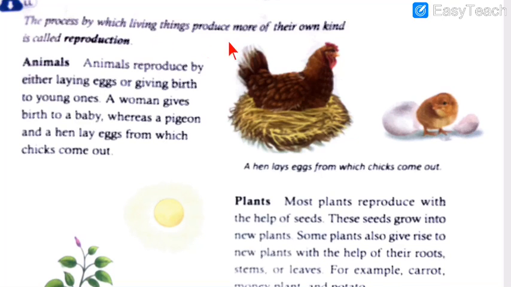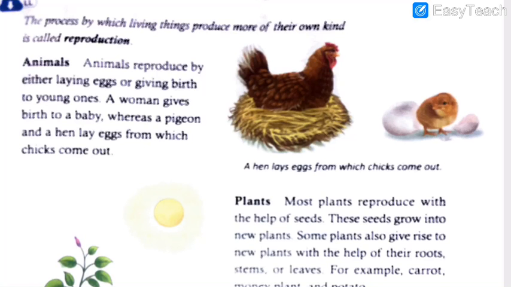The process by which living things produce more of their own kind is called reproduction. Like a dog gives birth to puppies, which grow and become dogs. Similarly, an elephant gives birth to an elephant. A lion gives birth to a cub, which grows and becomes a lion. Human beings give birth to human beings, like a small child becomes an elder. So this way they reproduce their own kind.